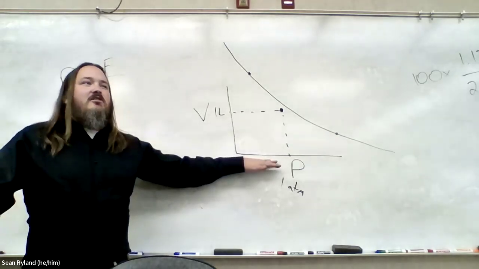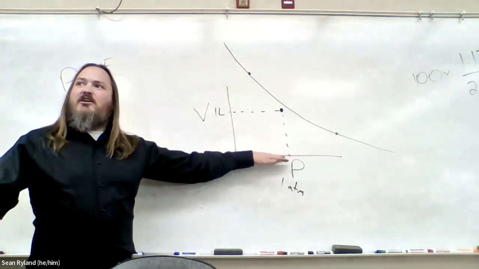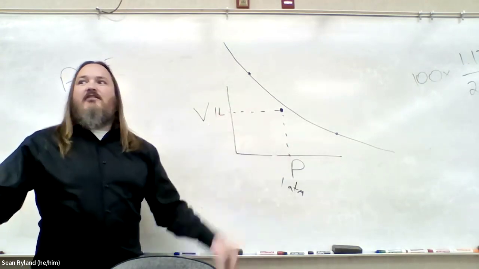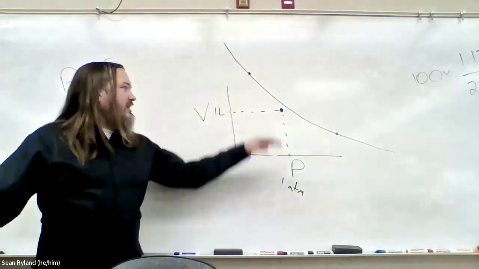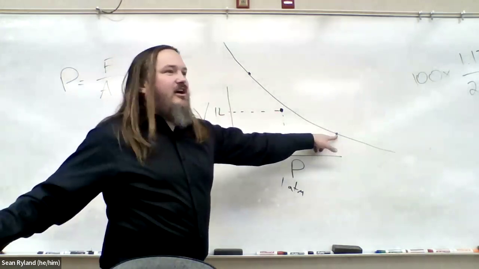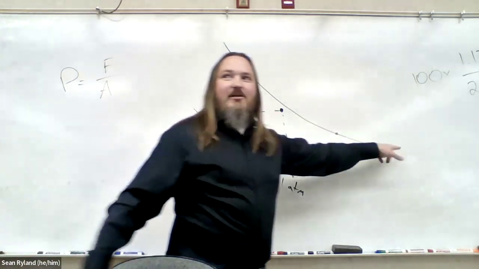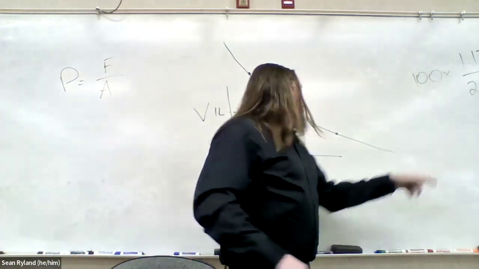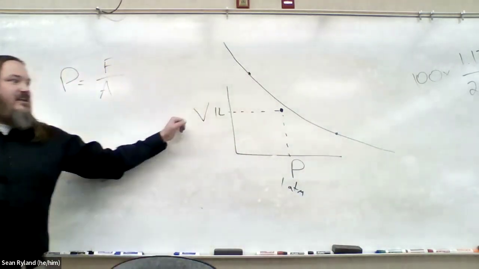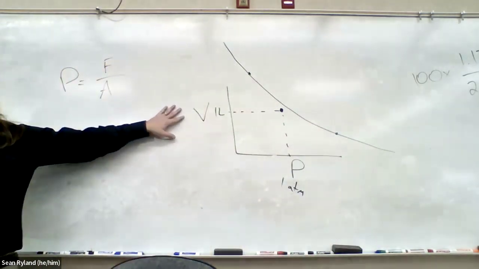Does that make sense? Would it make sense for us to have an asymptote here too? What happens if we keep cutting the volume in half? If we cut the volume in half, pressure doubles. What if we cut it in half again? Just double again, right? So we'll never actually be able to get to zero volume.